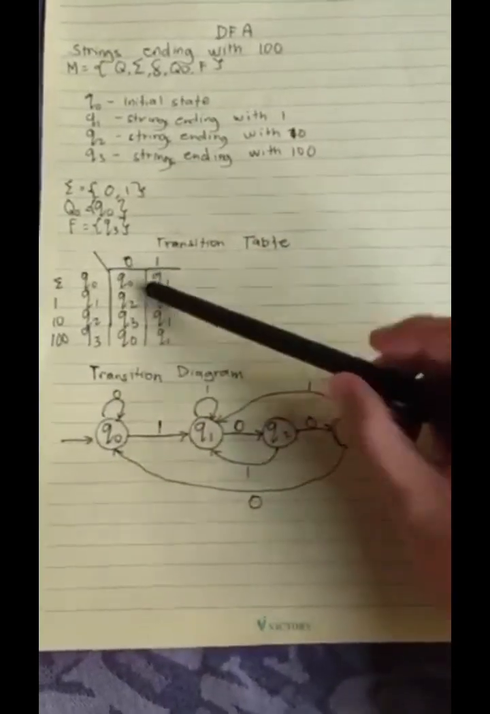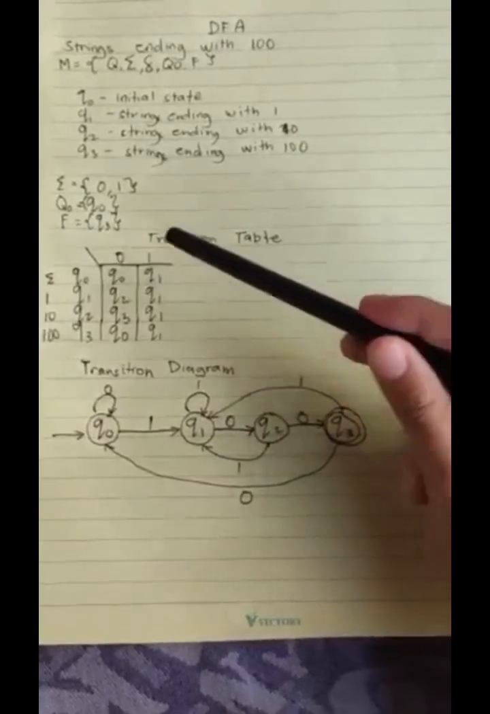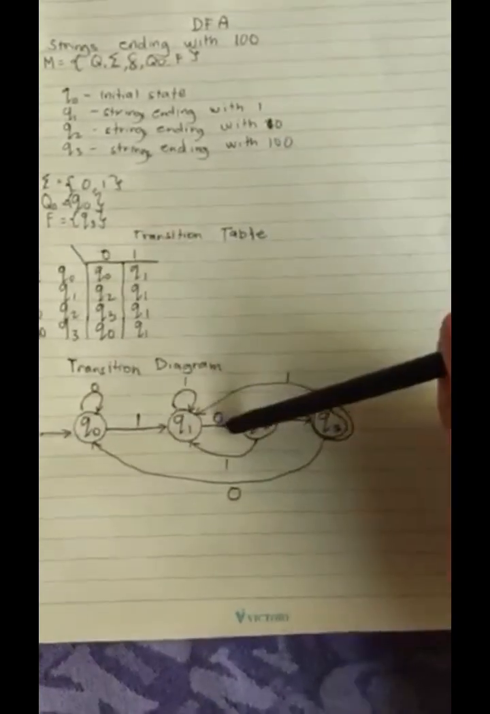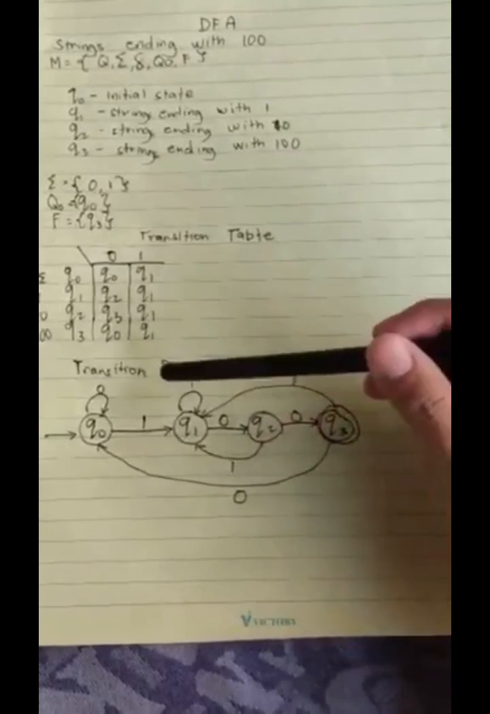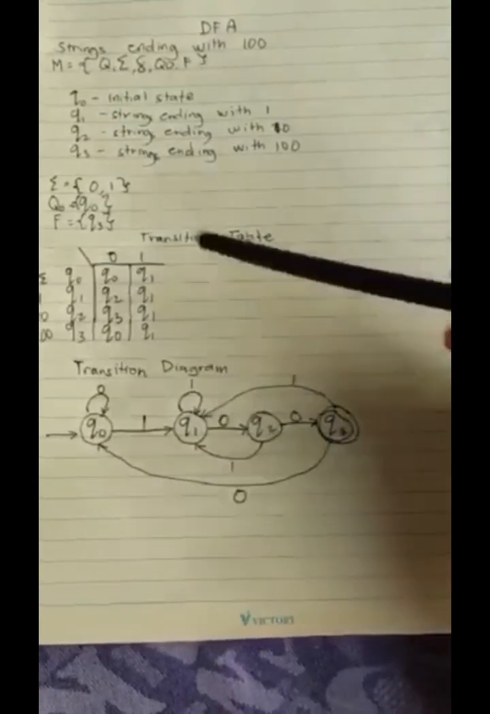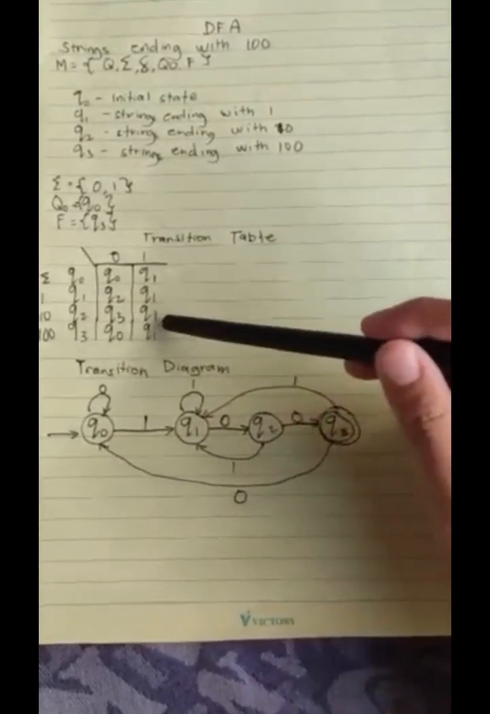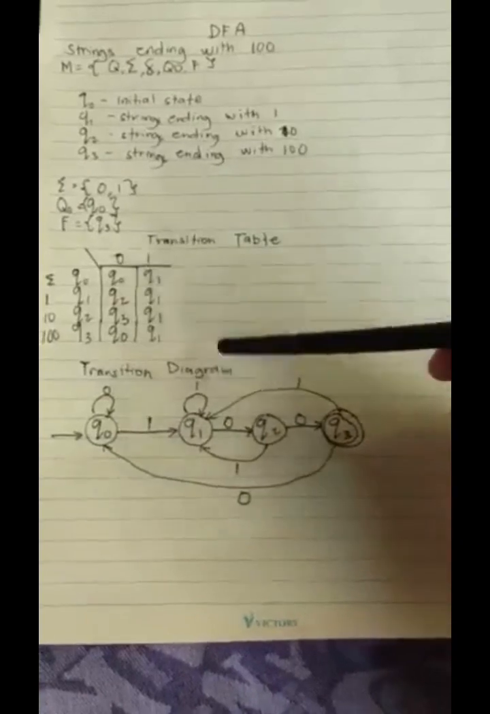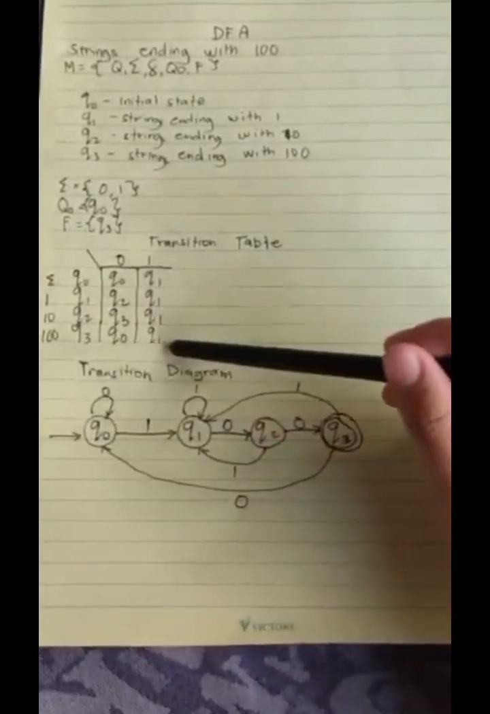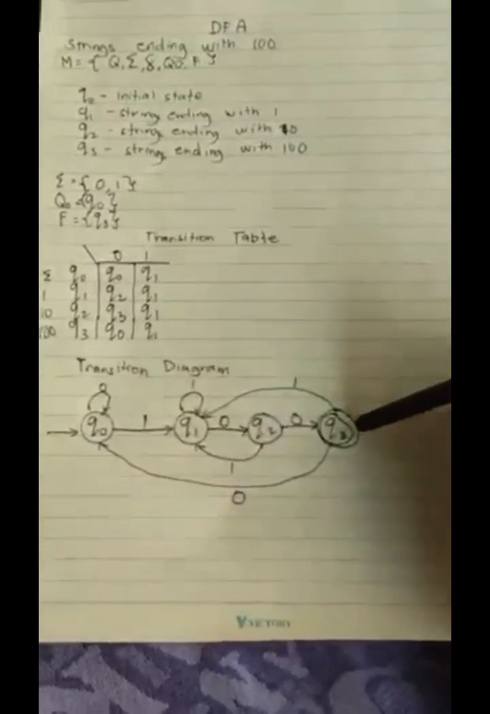Q0 to Q0 is 0. Q0 to Q1 is 1. Q1 to Q2 is 0. Q1 to Q1 is 1. Q2 to Q3 is 0. Q2 to Q1 is 1. Q3 to Q0 is 0. Q3 to Q1 is 1. This is our initial state, and this is our final state.